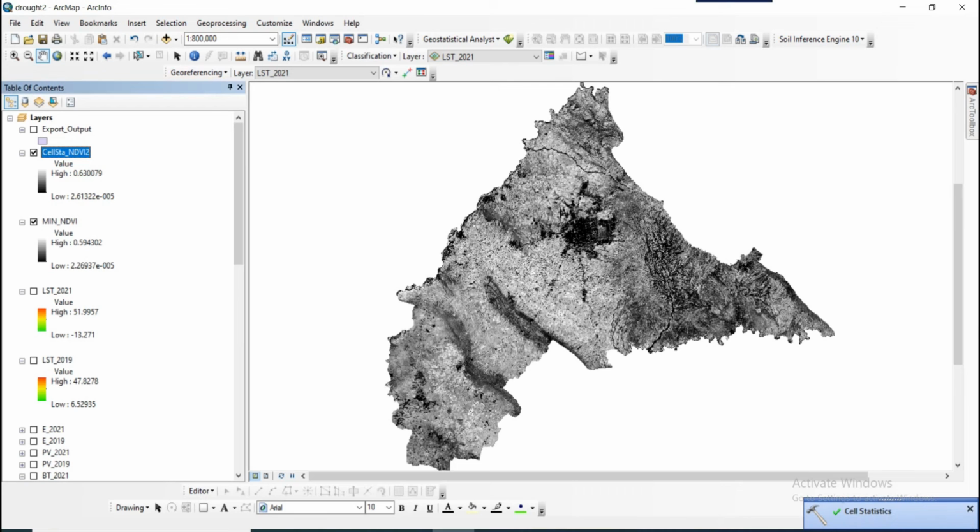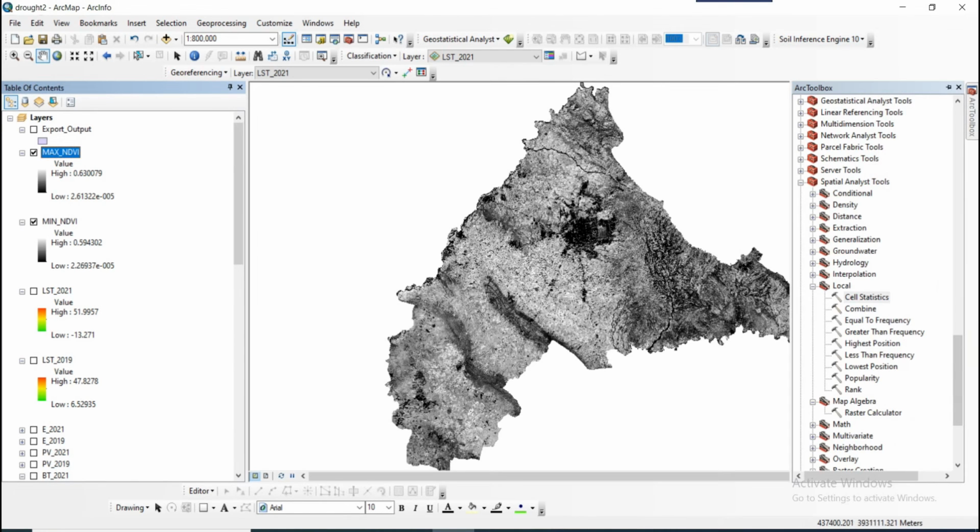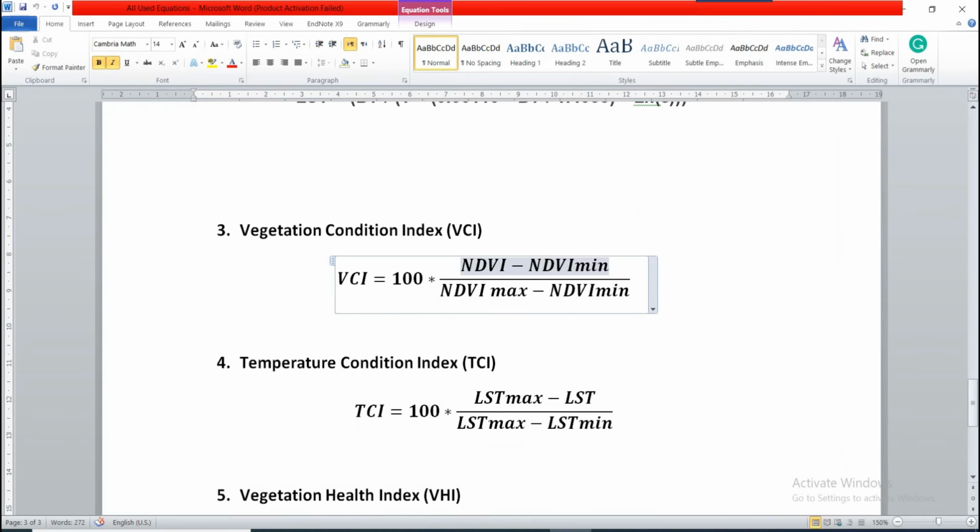There we go. So we should rename it max NDVI. So we have minimum NDVI and maximum NDVI. So now it's ready to calculate the VCI.